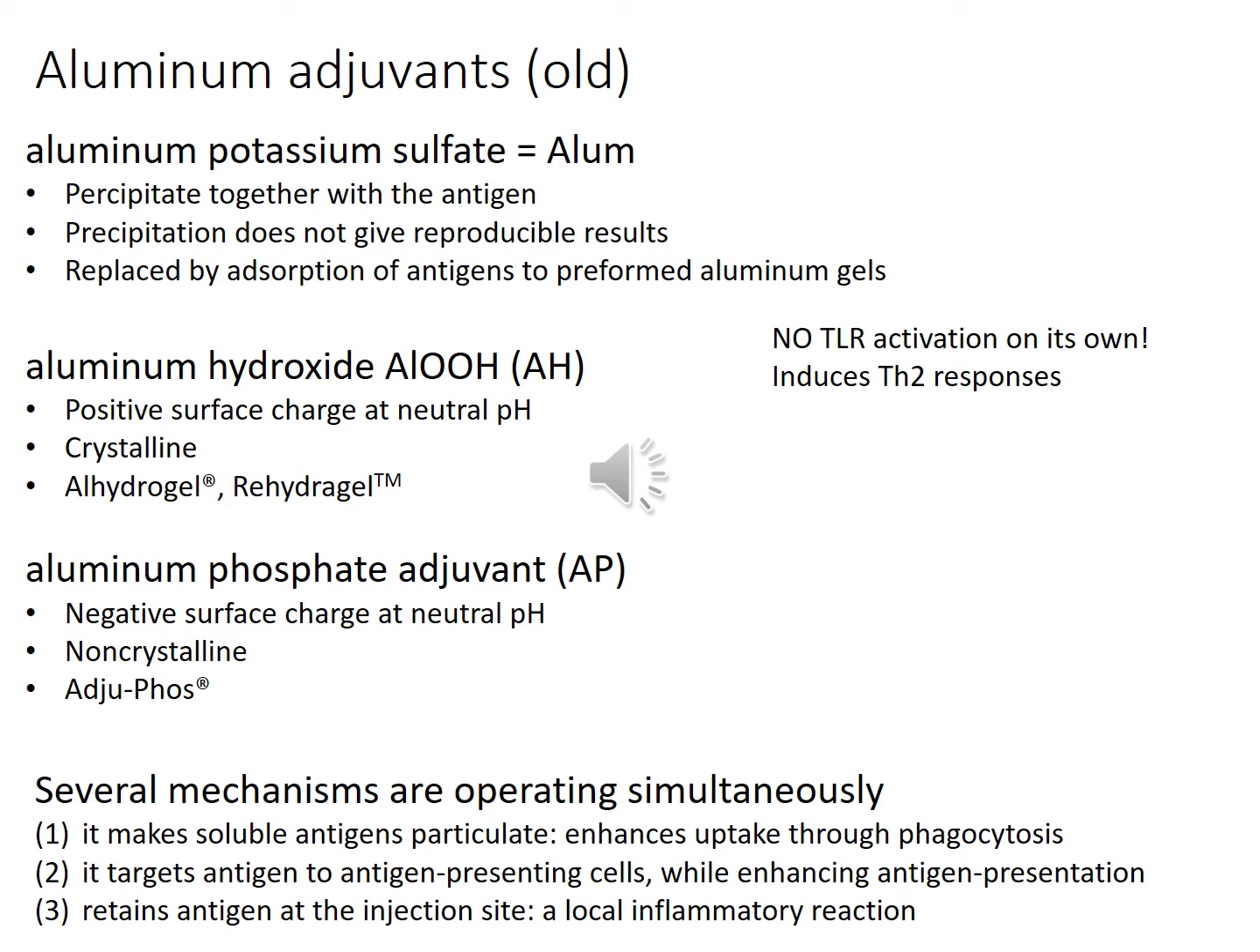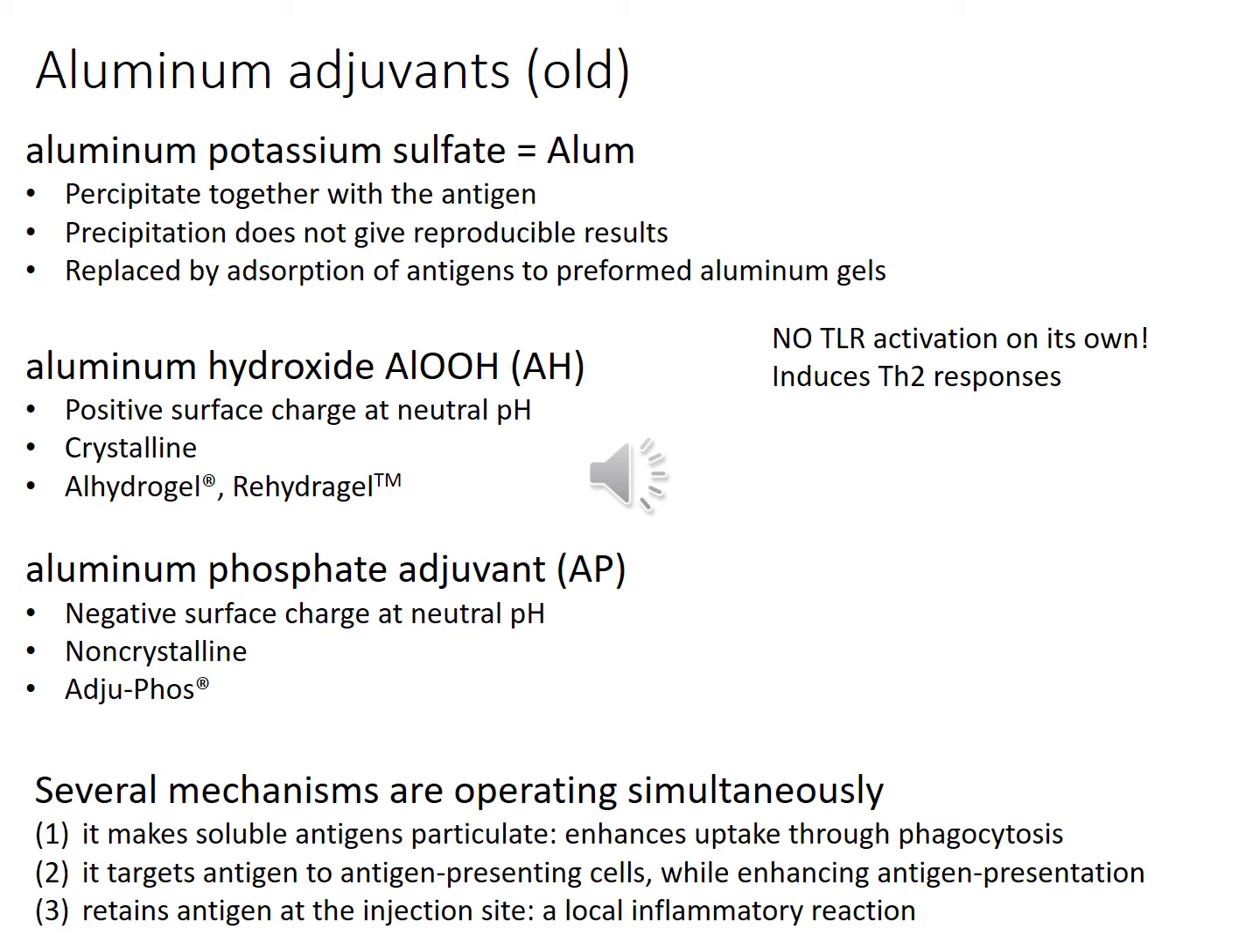So the first is that it makes the antigen particulate. So it turns it into either small crystals or small aggregates. These particles are much easier for the phagocytic antigen presenting cells to take up, since there are more processes that involve engulfing larger particles rather than just sampling the environment for soluble antigens. So it's a matter of antigen concentration.